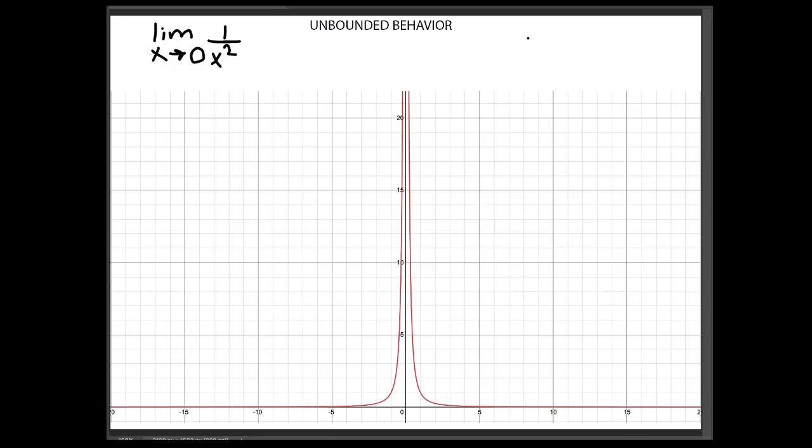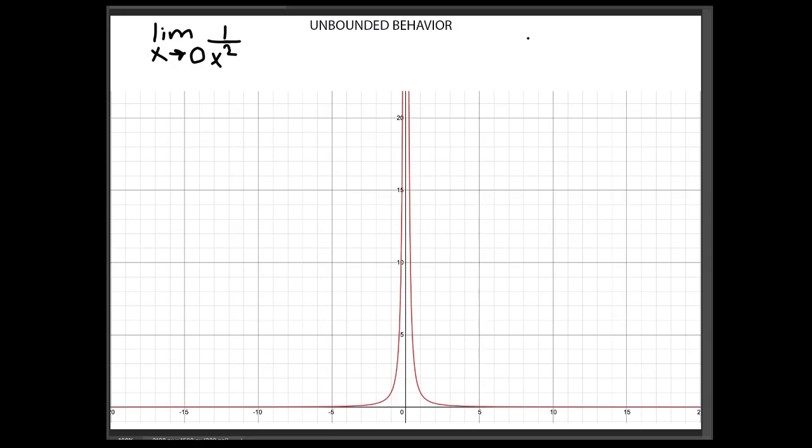So let's look at our first one. So the first one we have is unbounded behavior. So let's first look at our equation. You have the limit as x approaches 0 of 1 over x squared. If we put this into a graphing calculator or graph it ourselves, we'll have something that looks like this, our graph right here on the bottom. If we look at this, we can see that f of x always increases without bound. So that means it'll never hit 0.